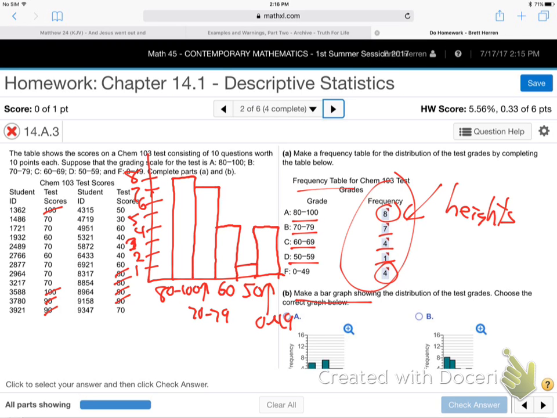Good? Easy enough? The heights are just the frequencies. So that's real nice, right? We humans, meaning we people, work well with that. If somebody showed you that and said, here's how the class did as a whole, that's a lot more helpful. Go, oh, yeah.